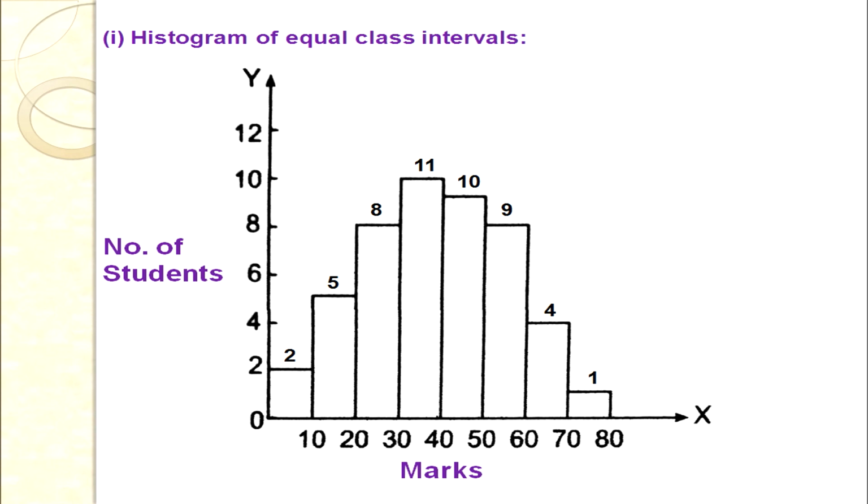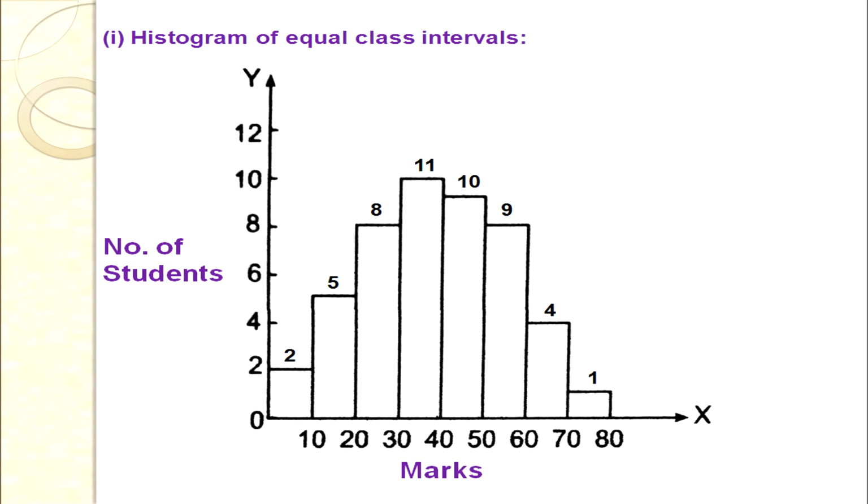Now, let us see how we have drawn it. We can see on the x-axis we have marked 0, 10, 20, 30, 40, 50, 60, 70, 80. On the y-axis, the frequencies have been noted down, that is, the number of students. For the first class, 0 to 10, the frequency is 2. We have made 1 bar. For 10 to 20, the frequency is 5. We have made another bar. For 20 to 30, the frequency is 8. We have made another bar. For 30 to 40, the frequency is 11. We have made another bar. Likewise, we have made all the bars according to their frequencies.